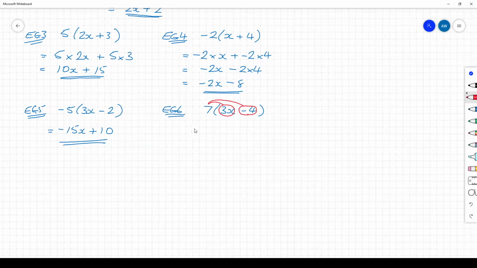So of course that's going to give me, let's go back to my blue, 7 times 3x is 21x, and plus times a minus is a minus. It's going to stay as a minus. 7 times 4, 28. Okay, and that is basic expanding or multiplying out a bracket.